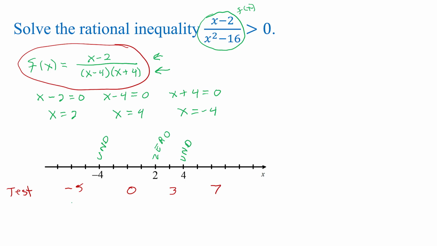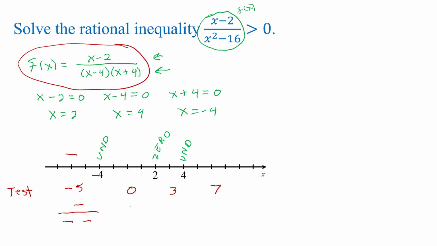We're just testing to see if they would result in positive or negative function values. So -5 minus 2 would be negative. -5 minus 4, negative, -5 plus 4, negative. A negative number divided by a negative times a negative would be a negative number divided by a positive number, or a negative number. So my function values are going to be negative to the left of x = -4.